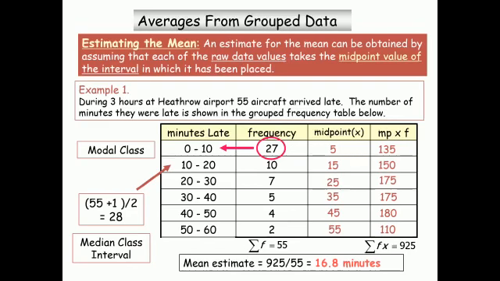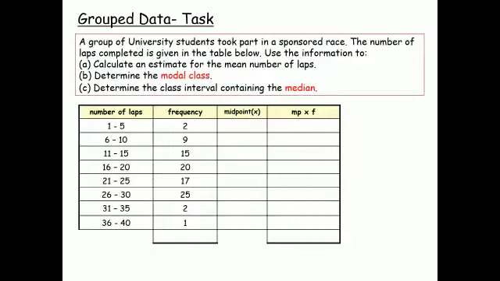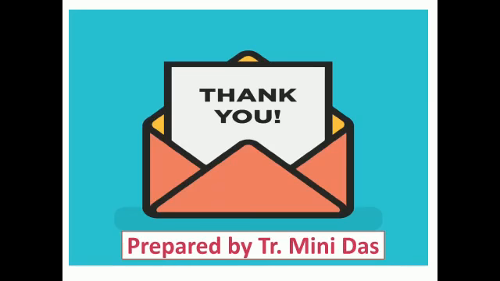Okay, so this is another example. You can practice very well. Every step is clear. Midpoint and cumulative frequency are not written there, but you can find the modal class and median class. Okay, so this is the question for you to complete.